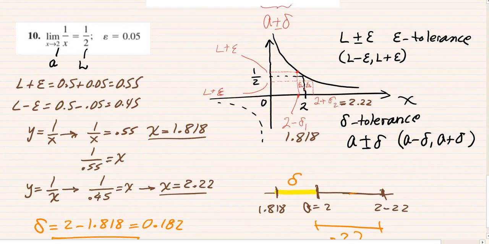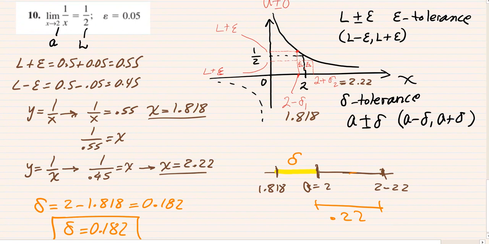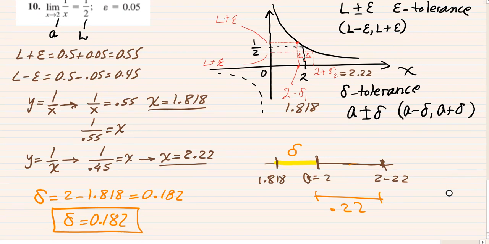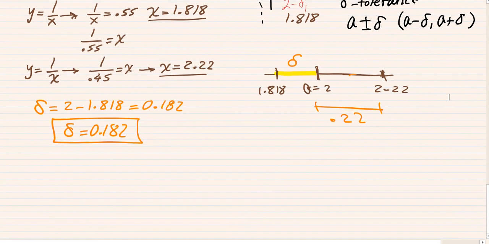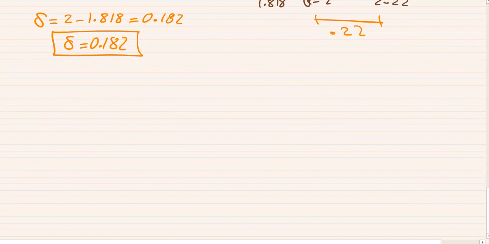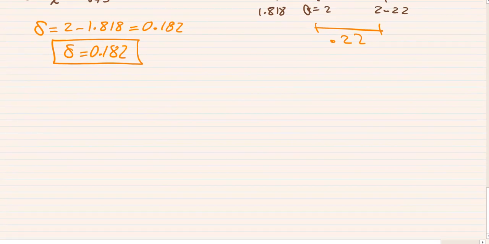You have this example. This is exercise number 10 that we just looked at. Hopefully you can follow this. No, we haven't proved the limits. What I mean is that we haven't proved the limit of the function is this.